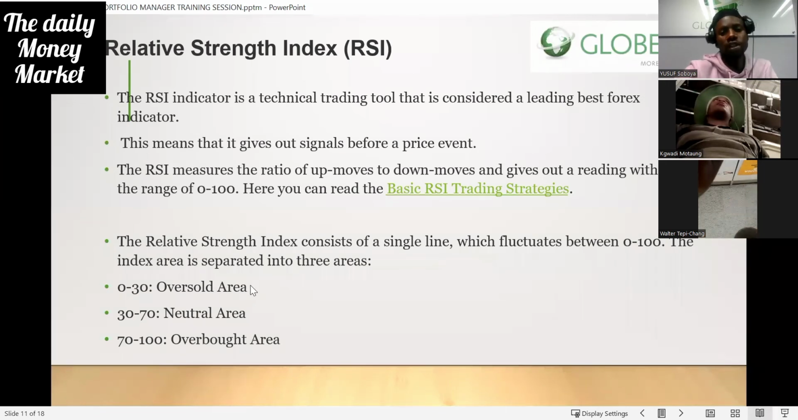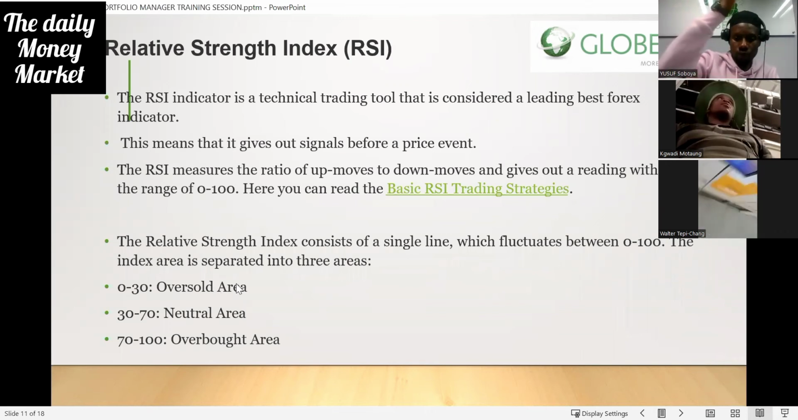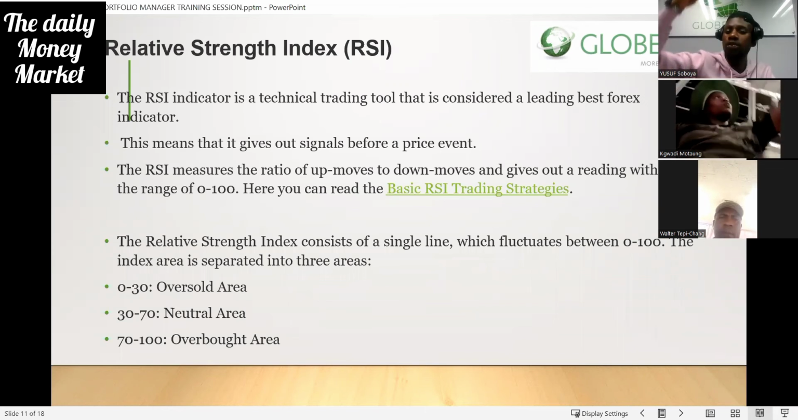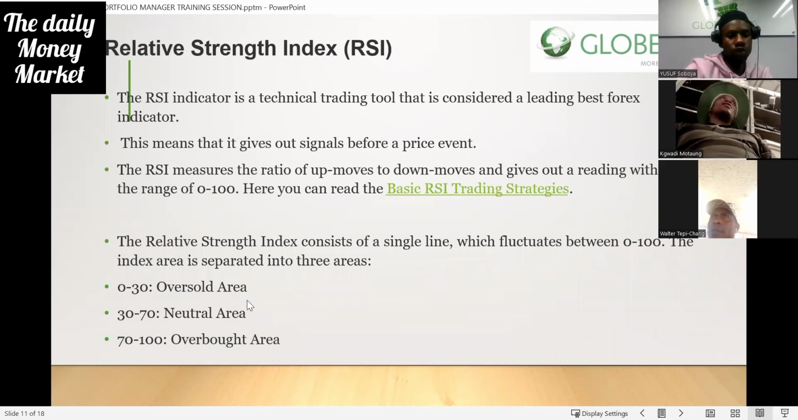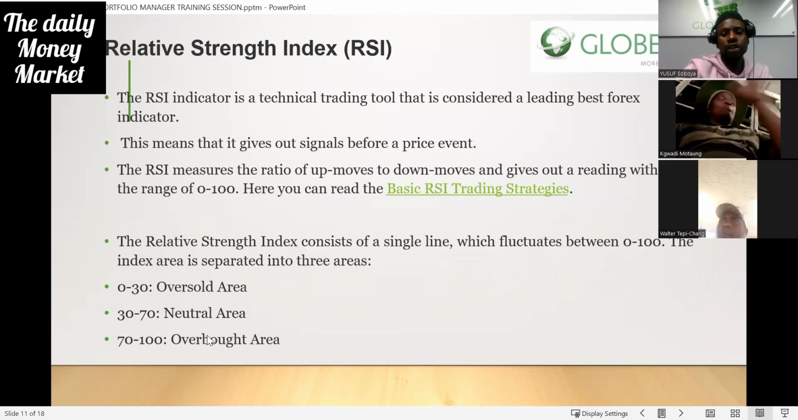Actually, the rule in the market is that any instrument that has been oversold has to go up. The price has to get momentum and go higher and higher. The 30 to 70 level is a neutral area. That means it's not oversold or overbought. If the line is playing around 70 to 100, it means it's overbought.